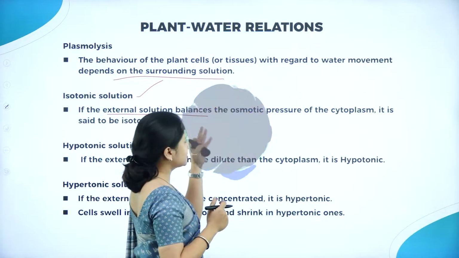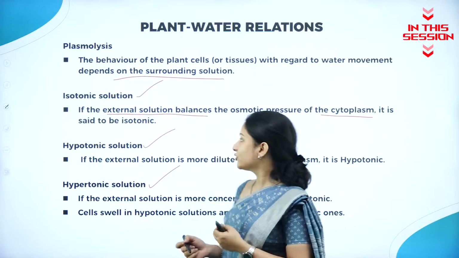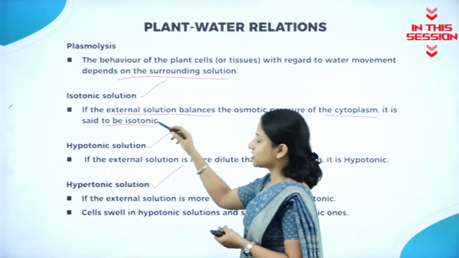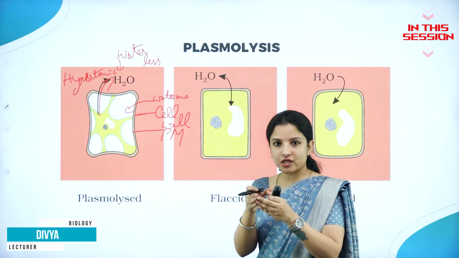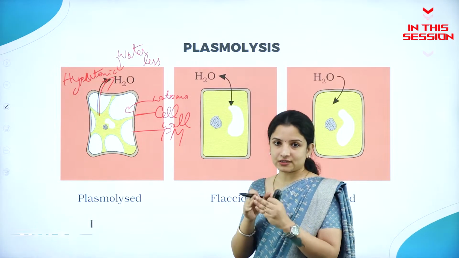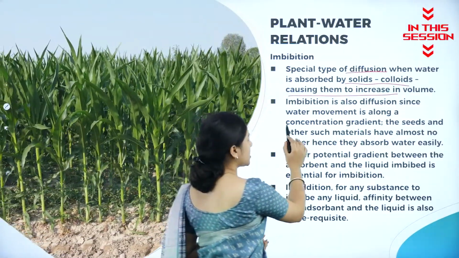So if it balances the osmotic pressure of the cytoplasm, it is said to be isotonic in nature. The cytoplasm will shrink, resulting in the plasma membrane also shrinking, resulting in the shrinkage of the cell. Here, water molecules are moving along a concentration gradient.